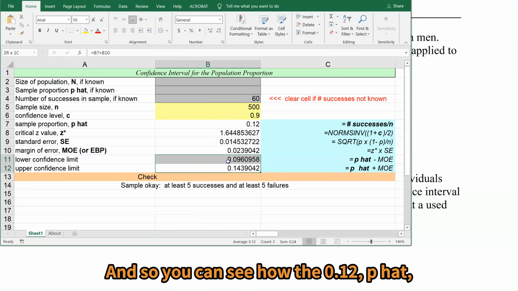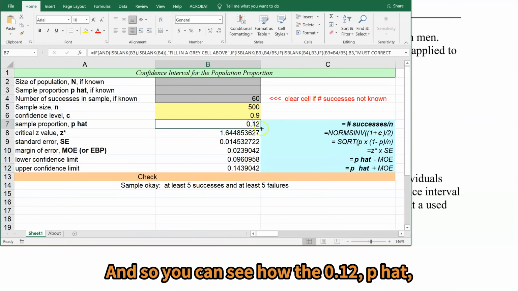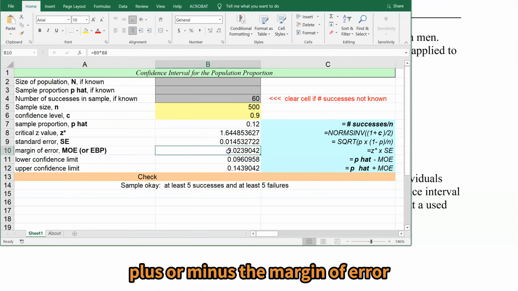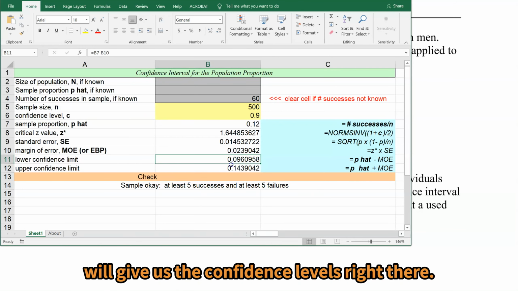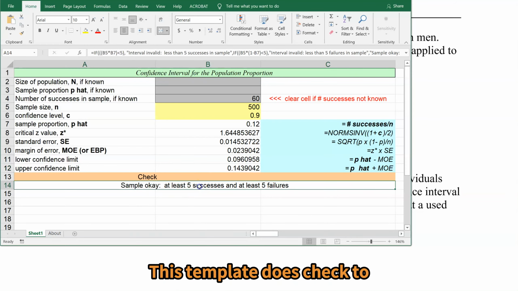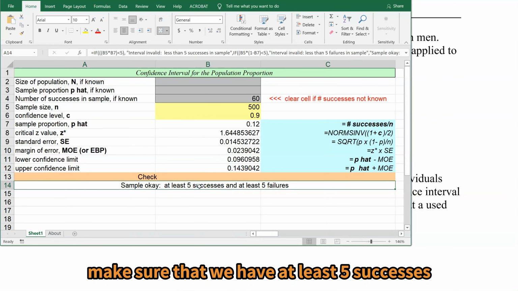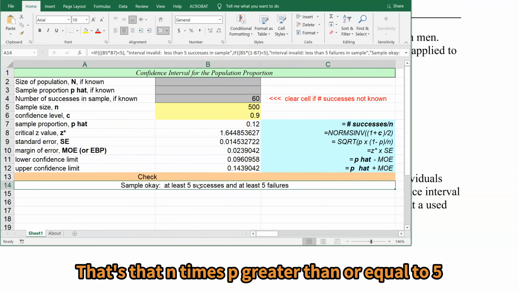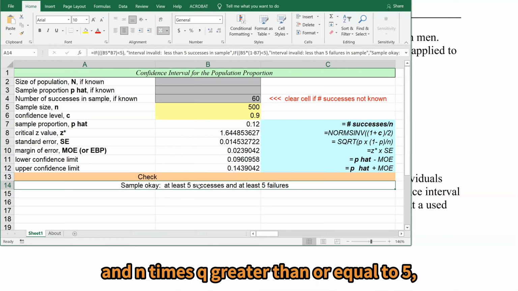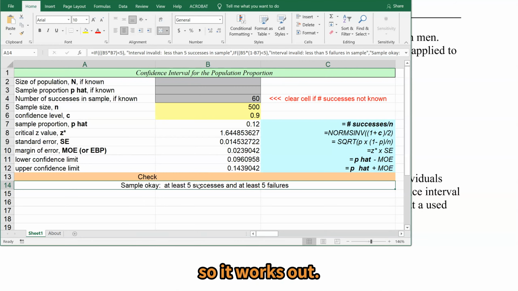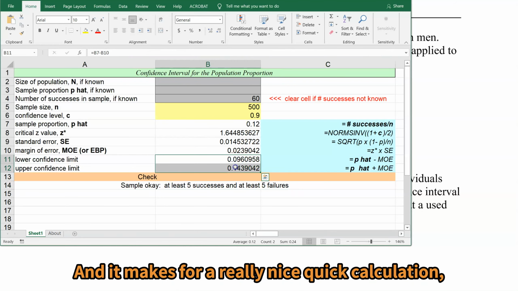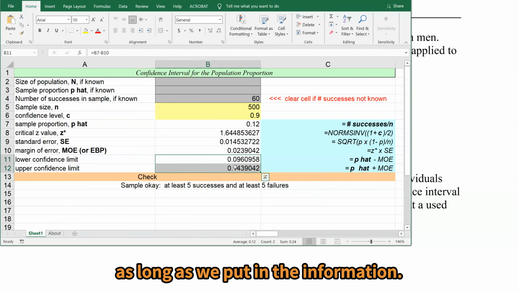And so you can see how the 0.12 p-hat plus or minus the margin of error will give us the confidence levels right there. This template does check to make sure that we have at least 5 successes and at least 5 failures. That's that n times p greater than or equal to 5 and n times q greater than or equal to 5, so it works out. And it makes for a really nice, quick calculation as long as we put in the information.